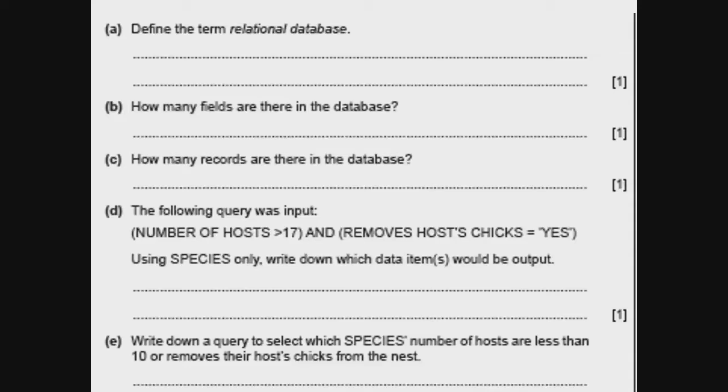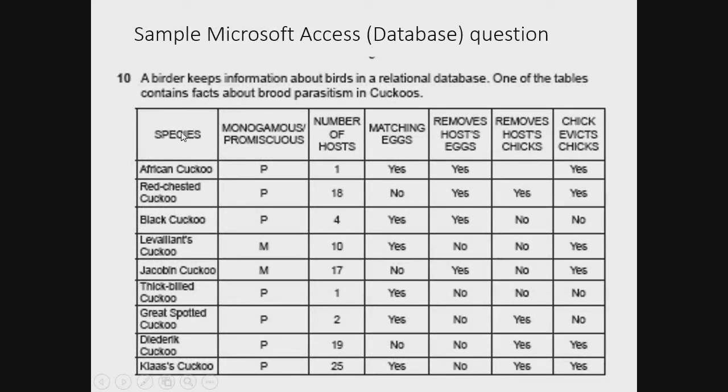How many fields are in this database? How do you count your fields? These are your fields: 1, 2, 3, 4, 5, 6, 7. So we have 7 fields. How many records? 1, 2, 3, 4, 5, 6, 7, 8, 9 records. 7 fields, okay? Your vertical lines are your fields, then you have the horizontal lines, your records. In Microsoft Excel, you call them the columns. In Microsoft Access, we call them the fields. Okay, let's look at question D.